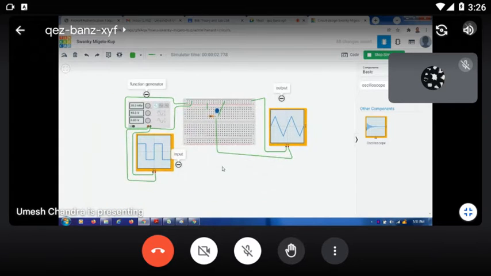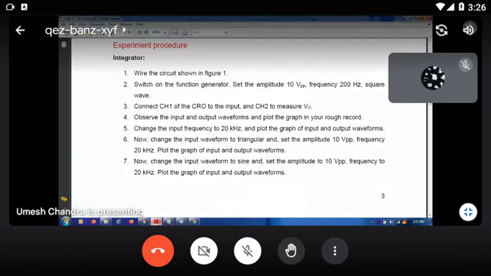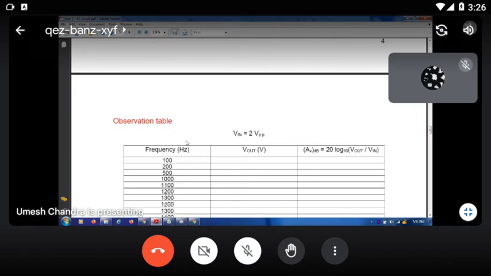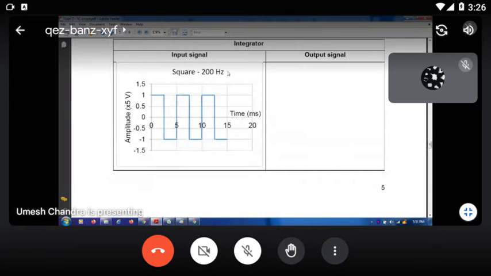This is the integrator circuit. The observation table here: the square 200 Hz, your output signal is the same, square signal. You draw it freehand and you mention the voltage. Here is 1.5 volt. Amplitude is, here in the signal that is 5 volt, but you give the 10 volt. Right? You give the 10 volt. That is 0, minus 5 on the lower side and plus 5 on the upper side.